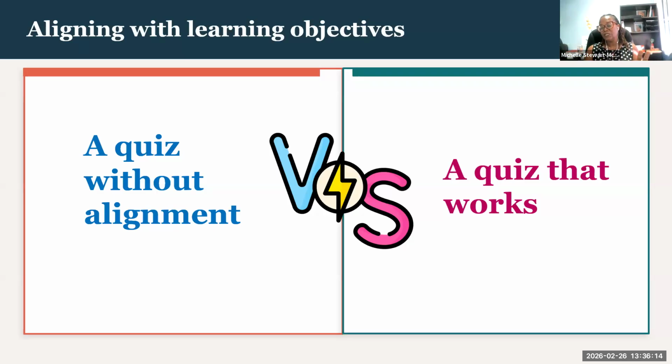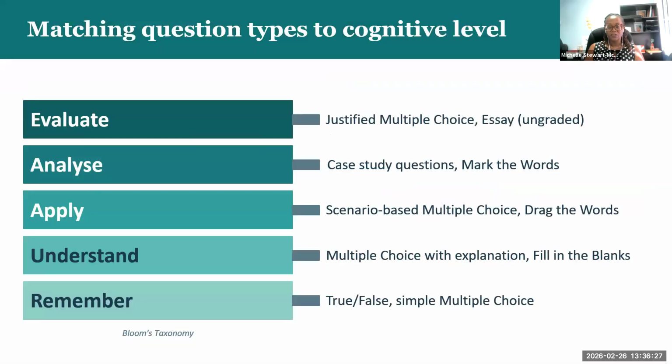So this is the difference, within this teaching and learning context, between a quiz that is not aligned or poorly aligned, and a quiz that is properly aligned, taking the learning objectives into consideration. Now, what can that look like? At the very bottom, and I'm using Bloom's taxonomy to guide us here, you have remember, and then we move up to understand, apply, analyze, and evaluate.